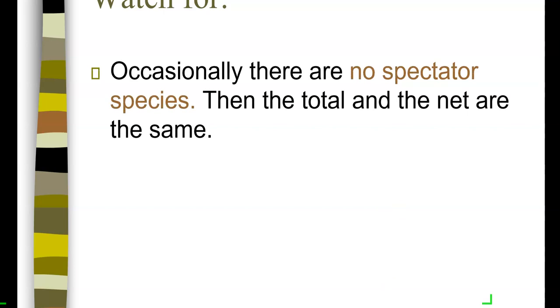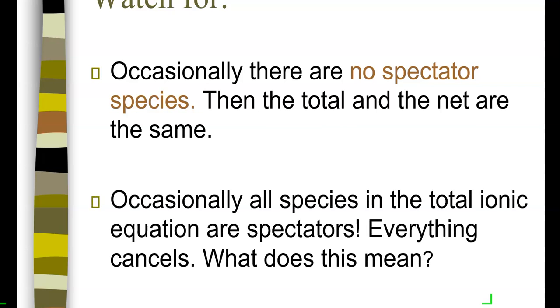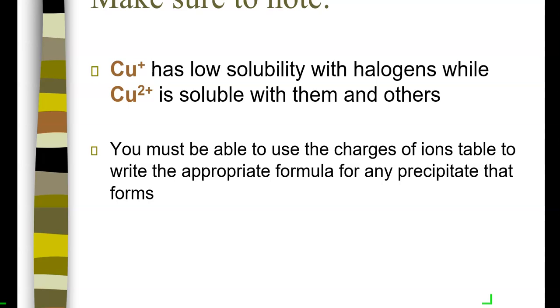So some things to pay attention to, and we talked about this last week. Sometimes you'll have a situation in which there are no spectator species. So then the total and the net are the same, right? So if we back up here, if you had a situation in which there were no spectator ions, the total ionic equation would be the same as the net ionic. Occasionally, all species in the total ionic equation are spectators. Everything cancels out, right? What does this mean? It means that everything is soluble, right?